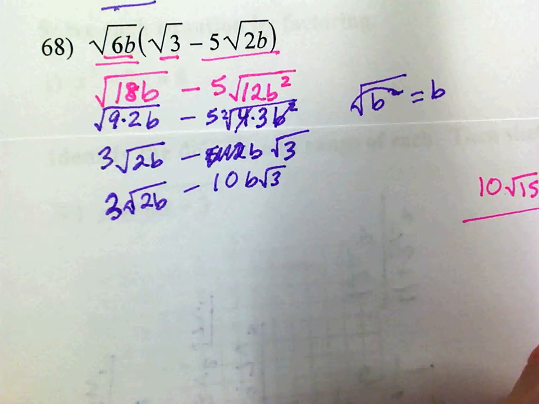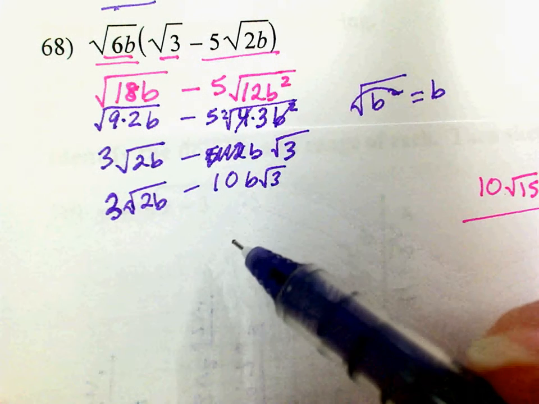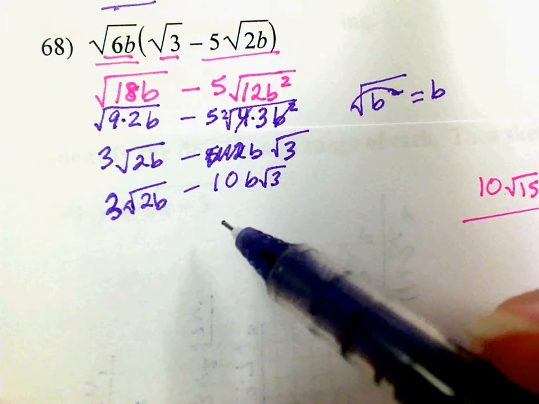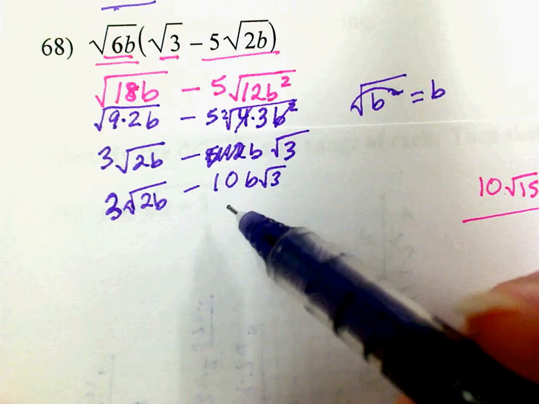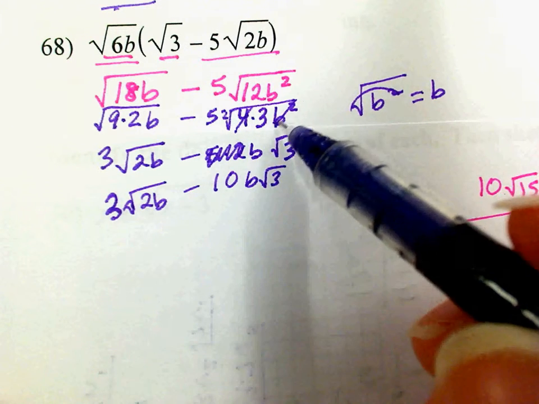You don't have to write the power or the root of 2. That's an understood square root. Now, the reason I wrote the 2 is because I wanted to emphasize what we just did. How many times is 2 going into 2? Once.